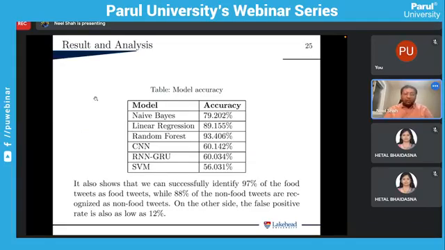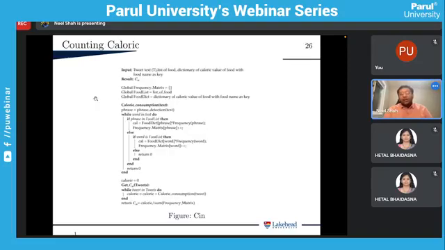So what different types of models did we try? Naive Bayes, linear regression, random forest, CNN, RNN, GRU, SVM, and all those things. We figured out random forest works best for us in this binary classification. So we go with that, and we decide whether a tweet is related to food or not.